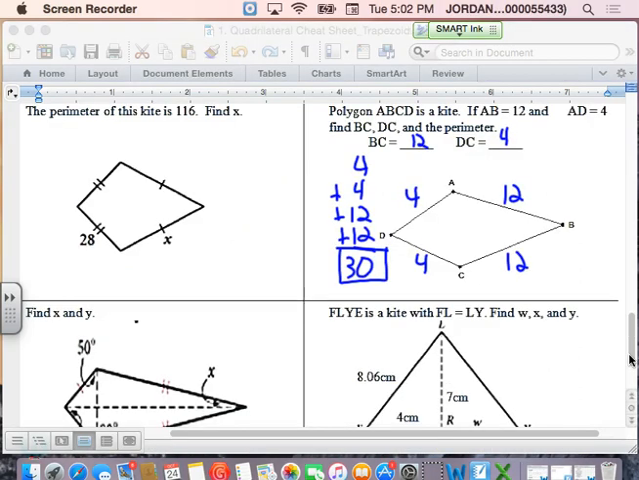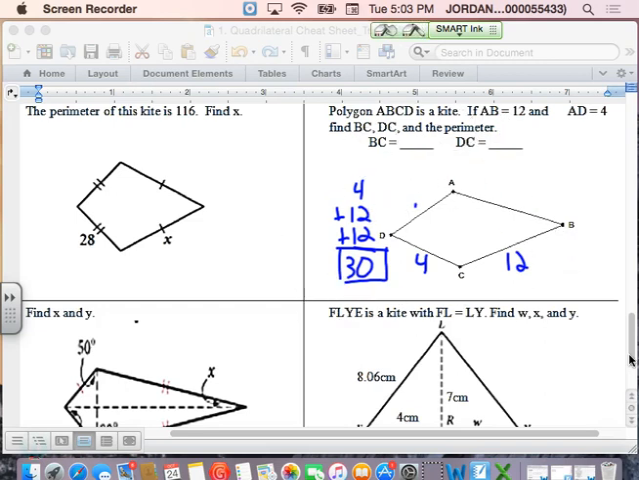All right, so I'm told that this is a kite, and AB is 12 and AD is 4. So I went ahead and labeled AB with 12 and AD with 4. And they asked to find BC, DC, and the perimeter. Well, these sides that are the top 2 sides and the bottom 2 sides got to be the same. So the top 2 sides are both 4, the bottom 2 sides are both 12. And to find the perimeter, I just add all of them up. 4 plus 4 plus 12 plus 12, and I get 30.